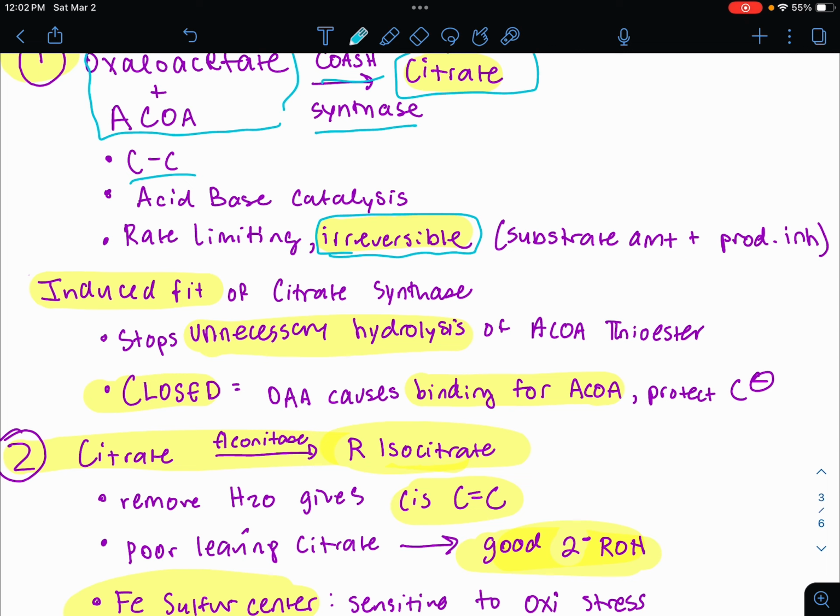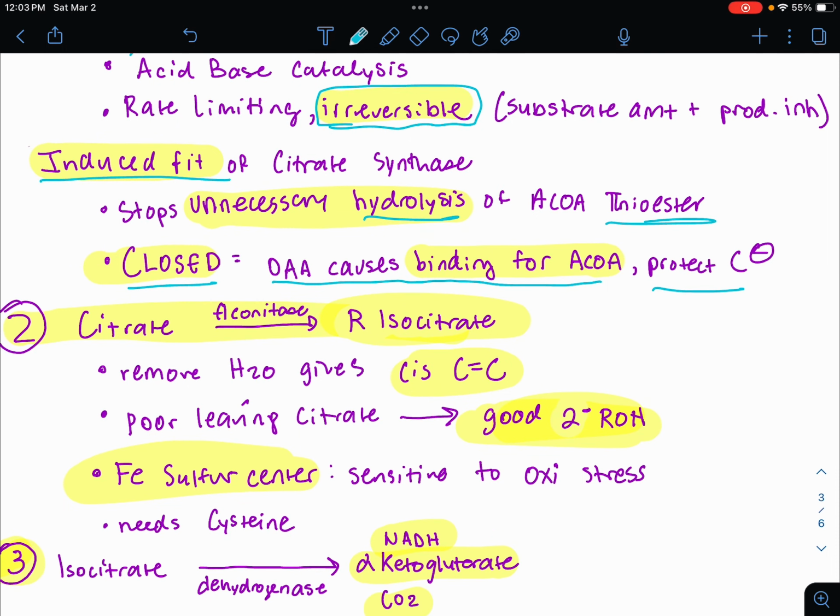About this citrate synthase, this enzyme that's used in step 1, we have this induced fit property. So this induced fit property will stop the unnecessary hydrolysis of the acetyl-CoA thioester. You don't want that to happen. So the conformational change will happen when it's bound to oxaloacetate. When it's closed, the oxaloacetate will cause a binding site for acetyl-CoA, and it will protect the carbanion. So the closed state, that's when the binding of oxaloacetate creates a binding area for acetyl-CoA.